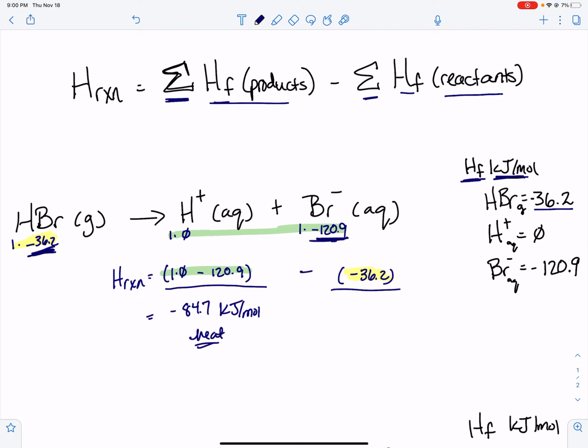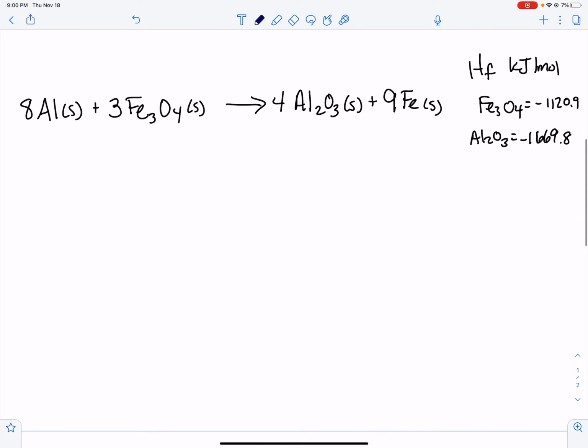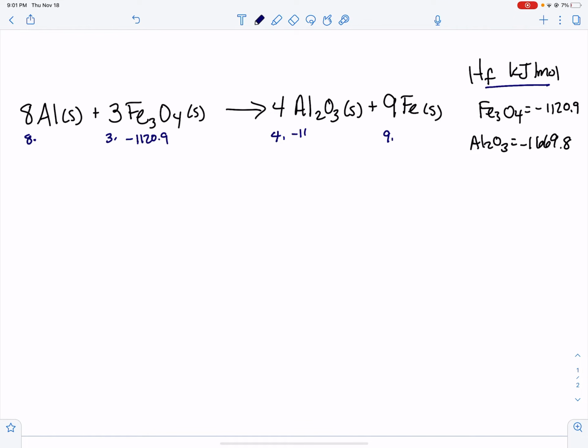All right, now we'll go on to the next one. So now we have a few things in here. I'm going to go ahead and do what I was saying before. Put in the coefficients first. And then we're going to put in the values. Now over to the right, you can see these are the HF values. Looks like this is negative 1120.9. Looks like the aluminum one is negative 1669.8. Now, are there any other values over here?